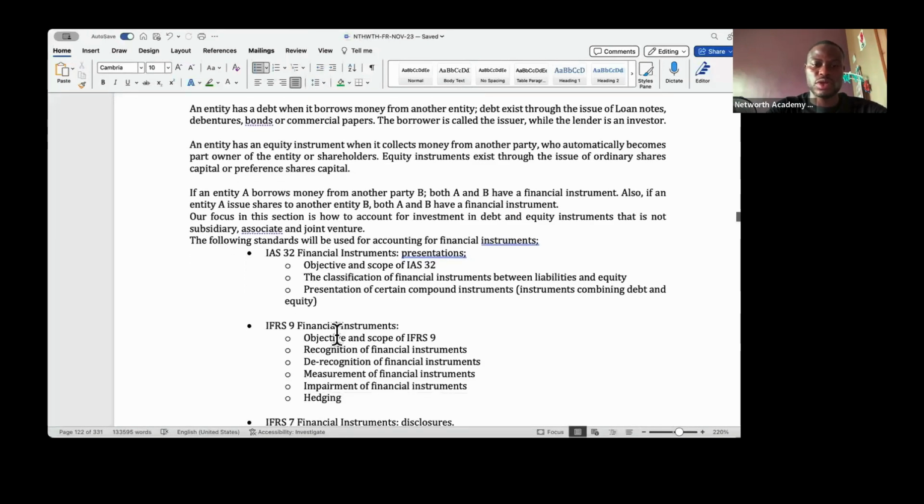Then we would also look at IFRS 9. Under IFRS 9, firstly, we are going to look at how you recognize financial instruments. Then we'll look at the derecognition of financial instruments. Then we'll look at how you measure financial instruments. It's just these three we are going to look at under IFRS 9.